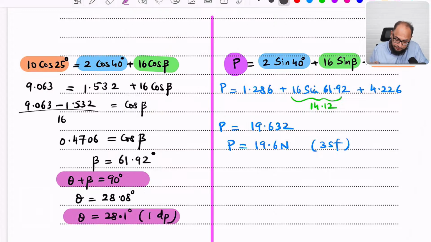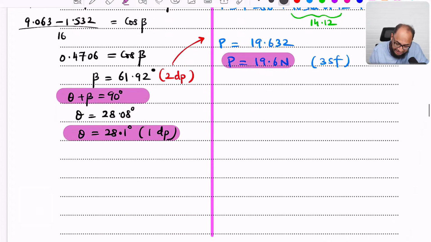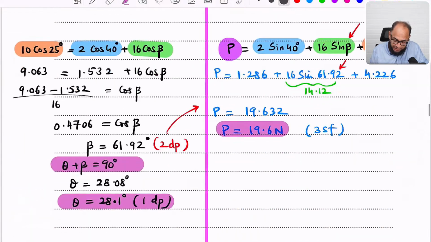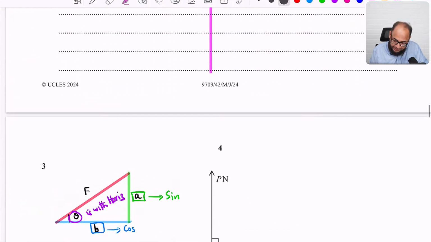This is for later. For right now, I'll be needing this on the other side. So let me plug in beta over here. This is 2 decimal place value. So work in 2 decimal places so that the final answer is 1 dp. And then we find the value of P, and the value of P comes out to be 19.6 Newton. So decimal place 1 dp, everything else 3 SF. So I think this question number 3 is all done and dusted.